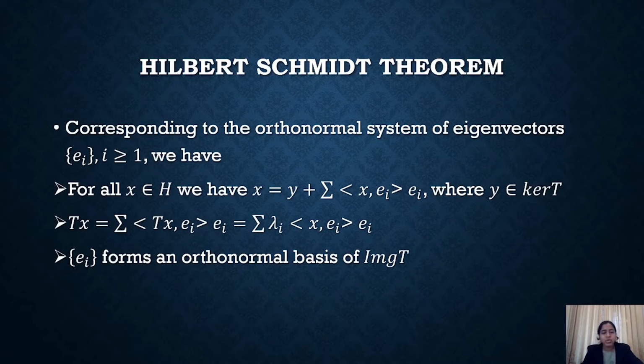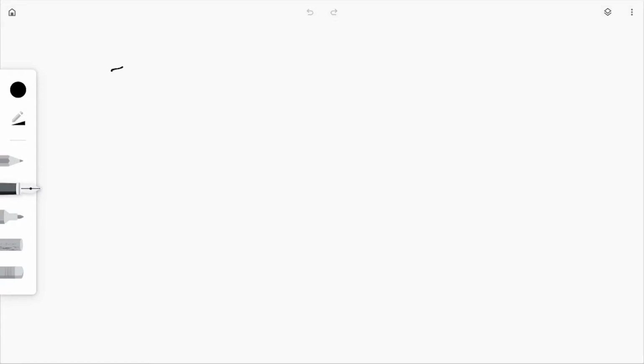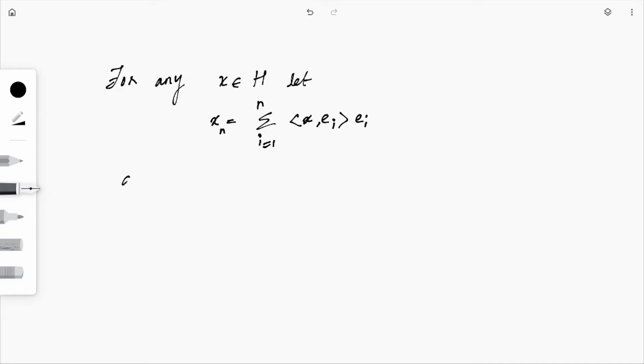So we shall move on to the proof of the first portion, that is, how we can express an element in the Hilbert space with the help of these eigenvectors. For any x in H, let xₙ = Σ from i = 1 to n of ⟨x, eᵢ⟩eᵢ. And one more thing that we are assuming: yₙ = x − xₙ.